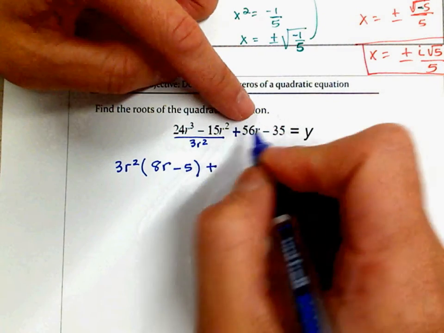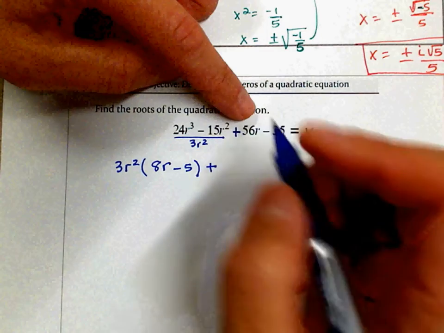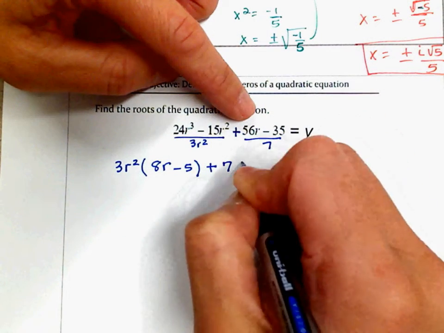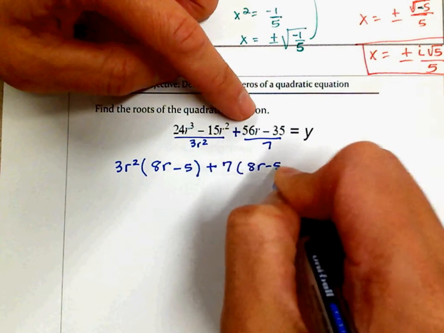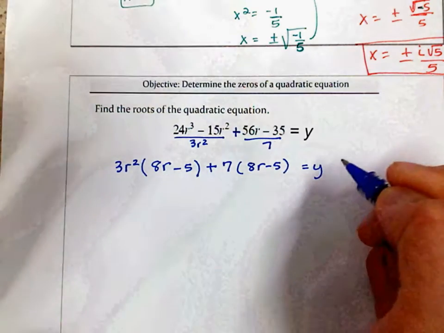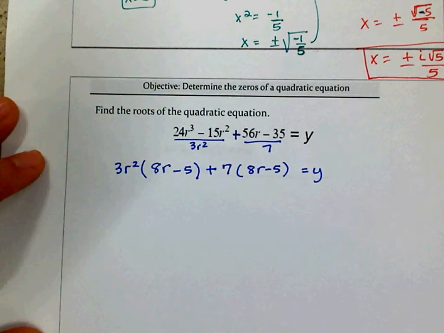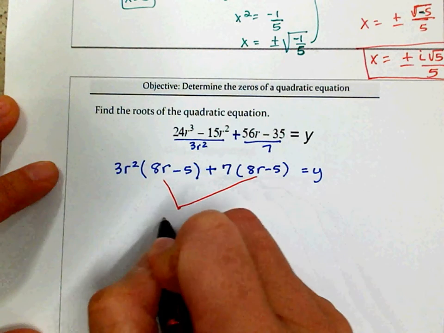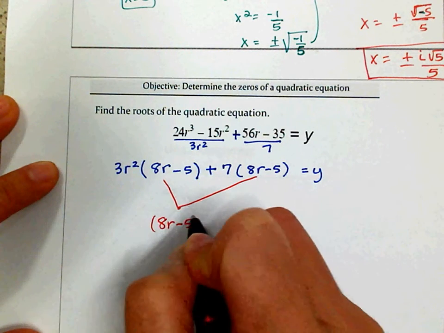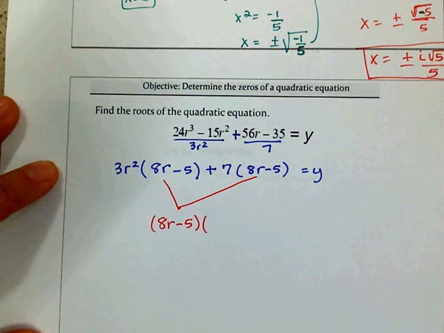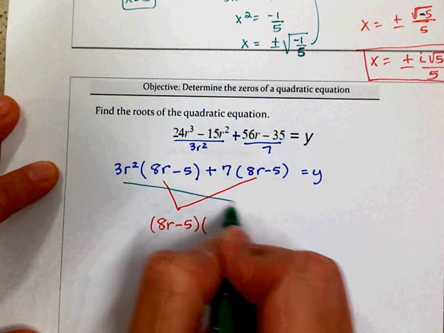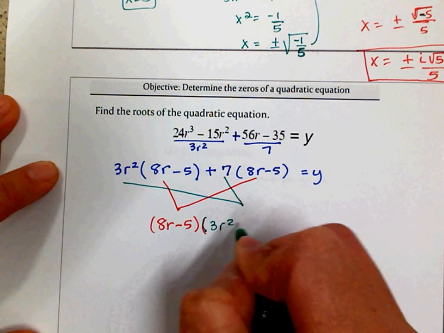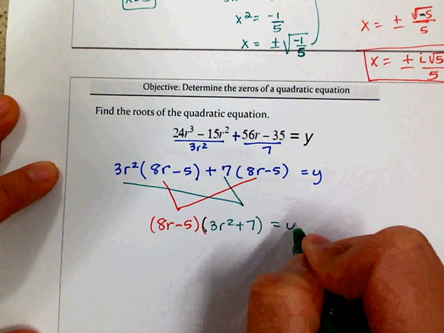What do these guys have in common? 7. So I'm going to factor out a 7. So that means I'm dividing these guys by 7. So you have 8r minus 5. Now, do you see how these two exactly are alike? I'm going to group them together as 8r minus 5. Do you see how these guys are different? I'm going to group those guys together as 3r squared plus 7. Set that equal to y.